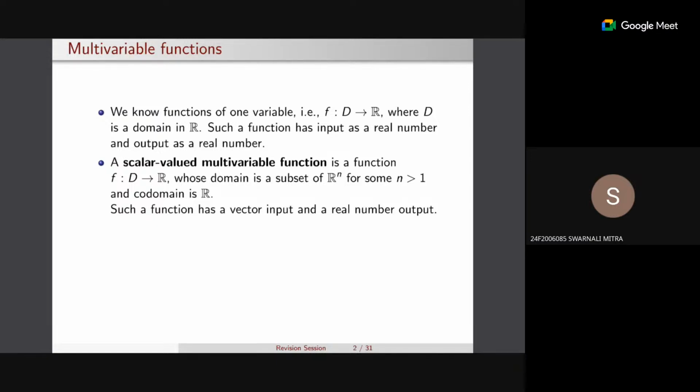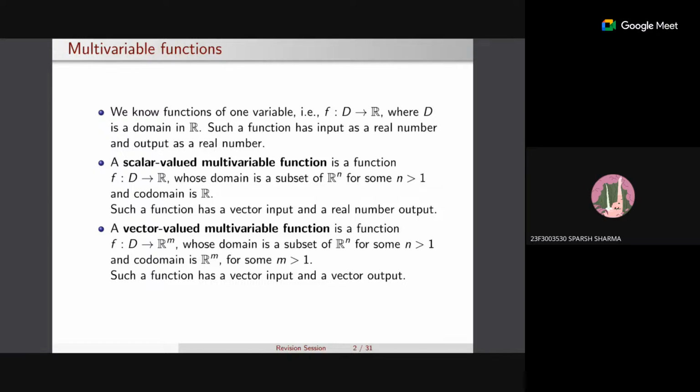So a scalar valued multivariable function is a generalization of this, wherein we don't only require that there should be a single real number as an input. There may be 2 or more real numbers as input, and the output is a real number. Such things are called scalar valued multivariable functions because the value of the function lies in the codomain, which is R, a scalar number.